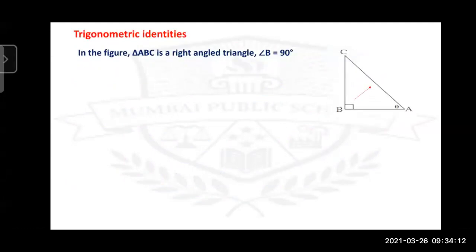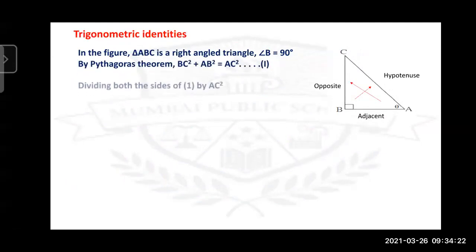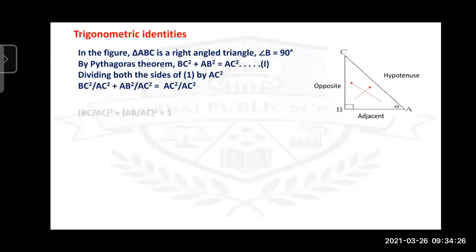ABC is a right angle triangle. B is 90 degree. This one is hypotenuse side, opposite side of theta, and adjacent side of theta. So apply Pythagoras theorem here. Then we divide this equation 1 by AC square. So we get AC square by AC square 1, and here BC square by AC square. So apply here, BC is the opposite of theta. So we write here BC by AC, that is sine square theta, and AB by AC cos square theta.